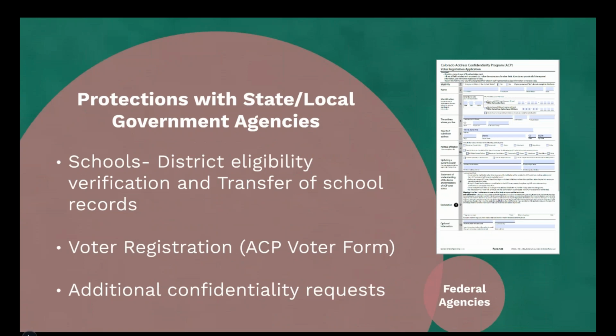In our general presentation, we did talk a little bit in more detail about all of the different agencies that are really common for our participants to interact with and what those processes look like. Here I want to focus more on some of the less obvious benefits of being in our program in terms of what kind of services we can provide. So we'll talk about schools, voter registration, and then participants requesting additional types of confidentiality.